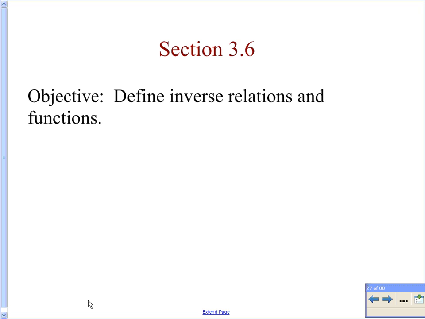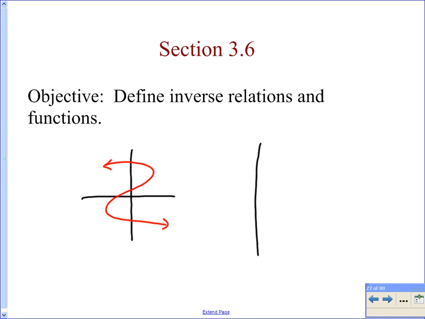In section 3.6, we're going to be defining inverse relations and functions. So let's do a quick review of the difference between a relation and a function. If you're looking at a relation on a graph, you might see this. This would be a relation. It is not a function because it doesn't pass the vertical line test.